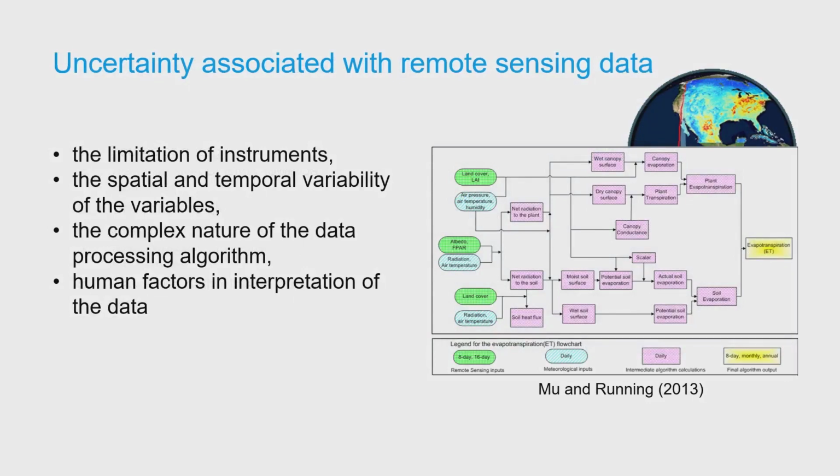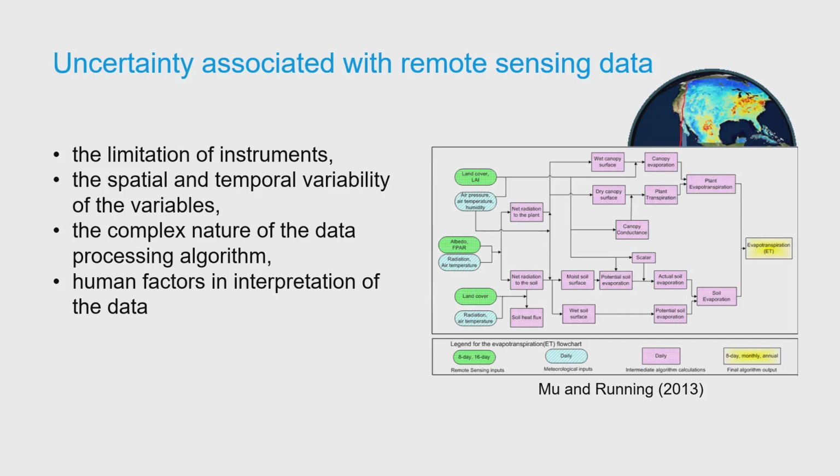Due to the complex nature of the physical process of electromagnetic propagation and their parameterization in the retrieval algorithms, remote sensing data involve uncertainty which biases their application. The uncertainty associated with remote sensing data is a result of a combination of factors related to the limitation of the instruments, the spatial and temporal variability of the variables, the complex nature of the data processing algorithm, and human factors in interpretation of the data.